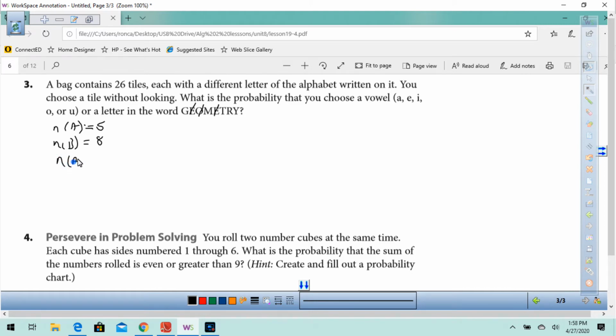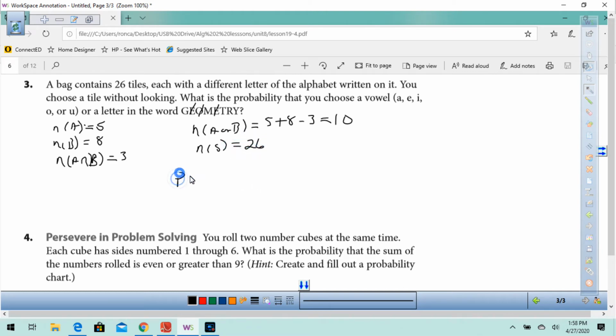In A intersection B, that's going to be 3, right? 5 and 8 is 13 plus 3 is, let's see. So how we're going to do this? N of A or B is going to be 5 plus 8 minus 3. That gives us 10. And then the number in the sample space is 26.